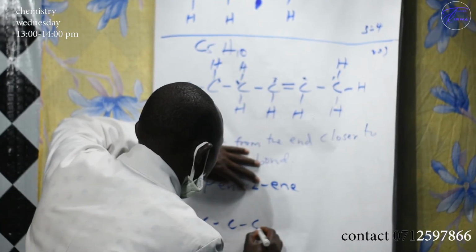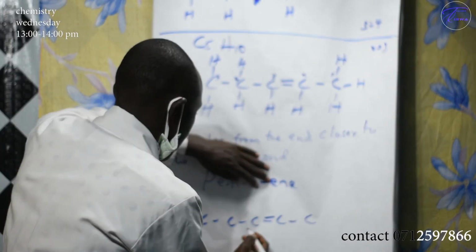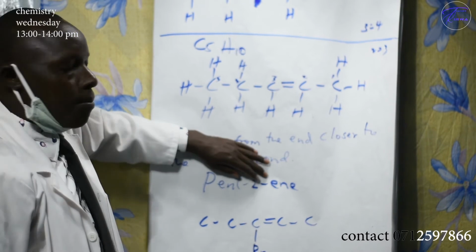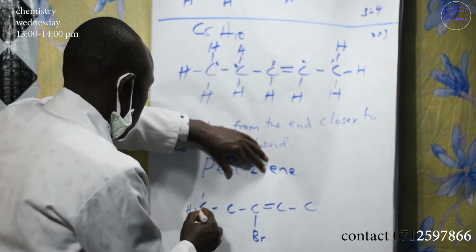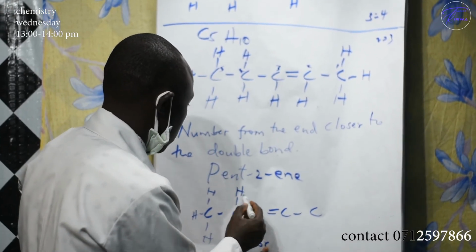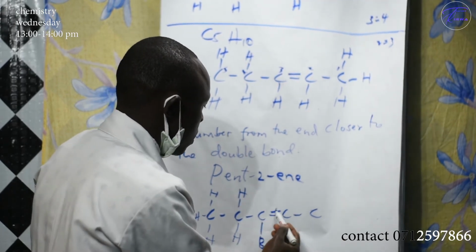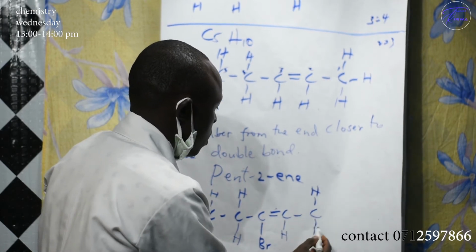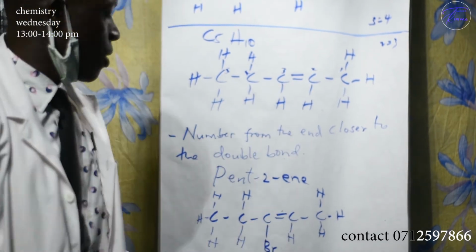1, 2, 3, 4, 5. We had a double bond there. Let me introduce a branch here. A bromine branch. Then we have hydrogen, hydrogen on the remaining bonds. Let us name this compound.